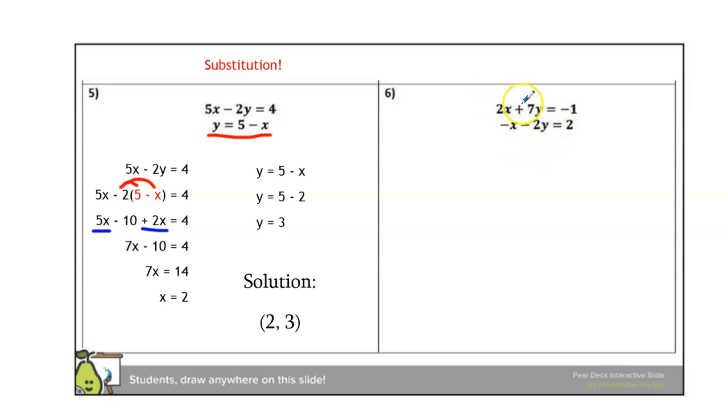All right, the next system of equations here, I'll let you try to figure out which method we're going to use, whether it's substitution, elimination, or graphing. And of course, this one is elimination. We have a 2x and we have a negative x here. These are just waiting to be eliminated as long as this becomes a negative 2x, which means I got to multiply the whole thing by 2.